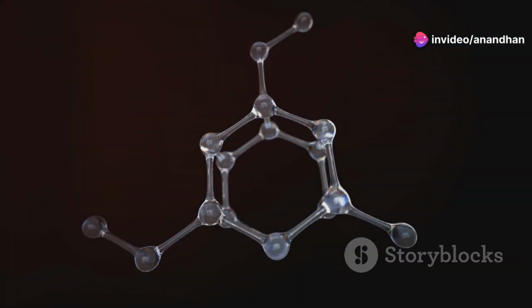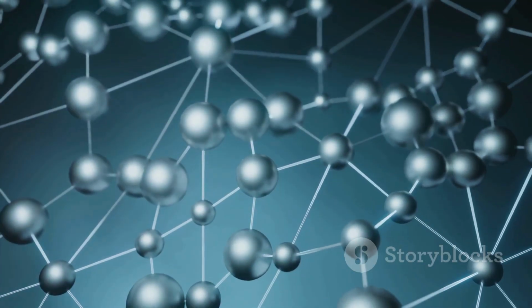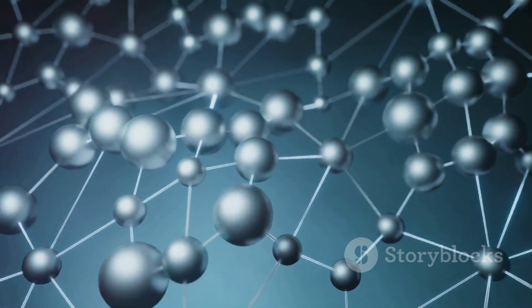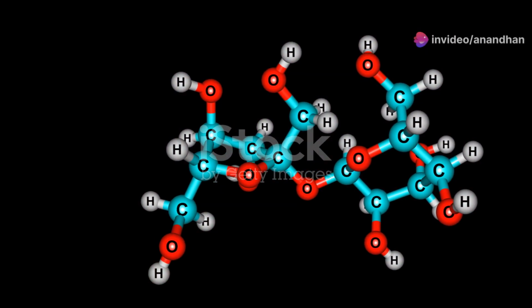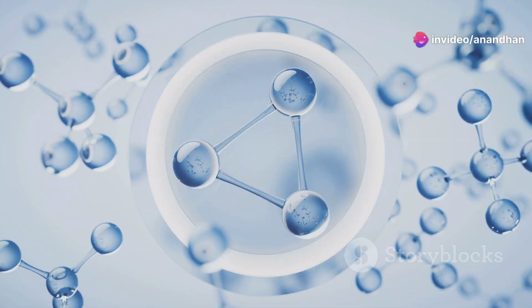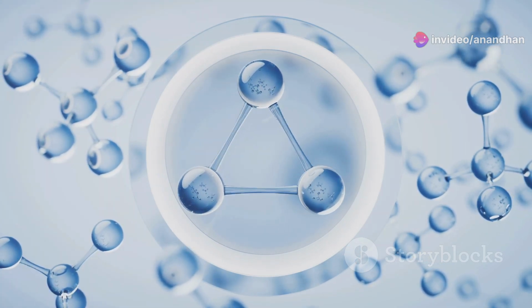Section 4, double sugars, disaccharides, combining the core units. Disaccharides are formed when two monosaccharides link together. This linkage happens through a chemical reaction called dehydration synthesis. During this process, a water molecule is removed and a bond is formed between the two sugars.